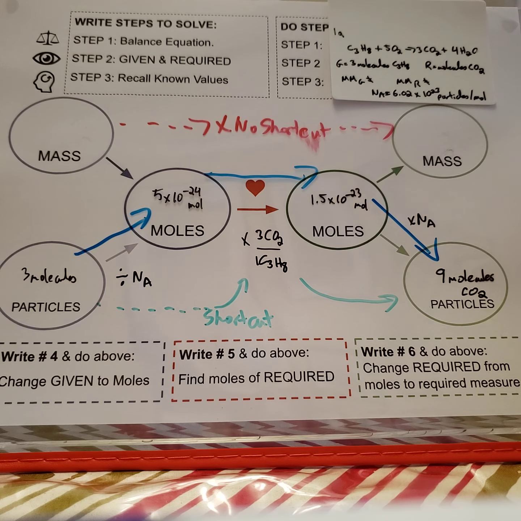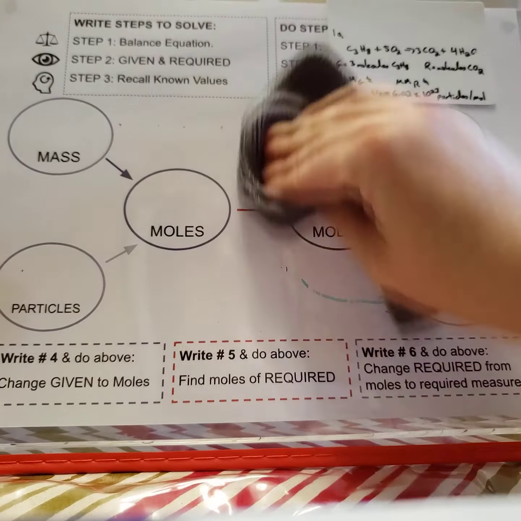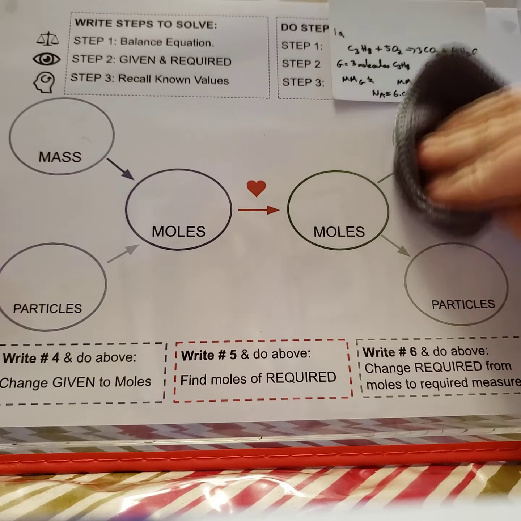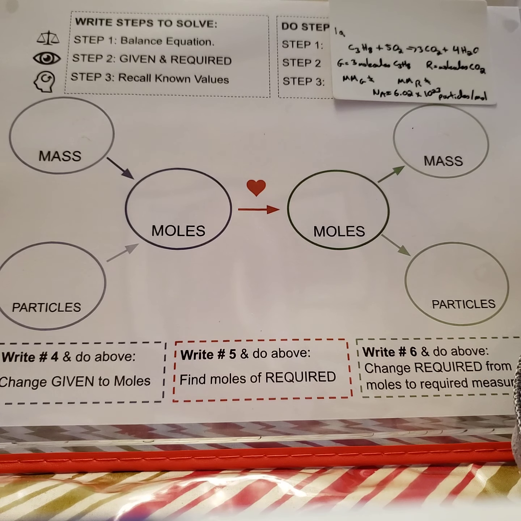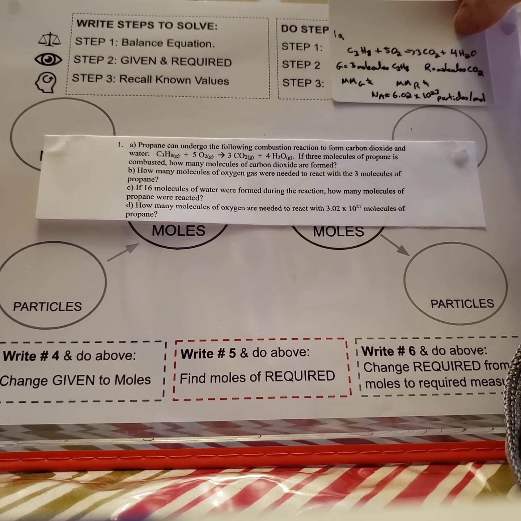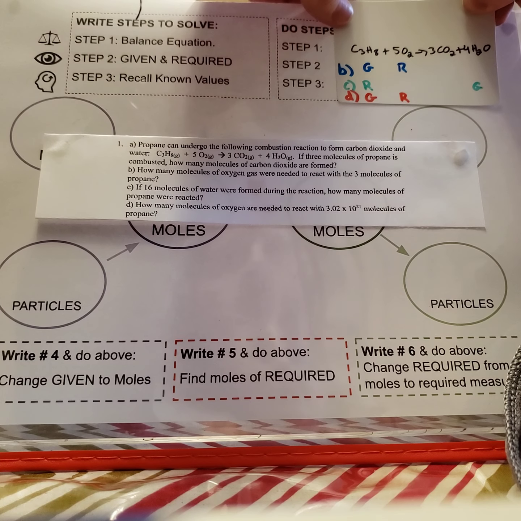We're going to go back and take a look at the rest of the problems that were in there and just take a look at pulling out our given and our required. All right, so part B was how many molecules of oxygen gas were needed to react with 3 molecules of propane. And I'm just going to show you identifying different givens and different requireds from the same balanced equation.